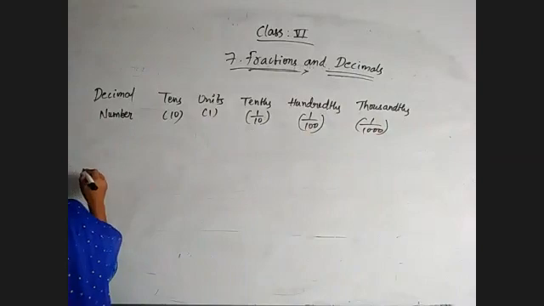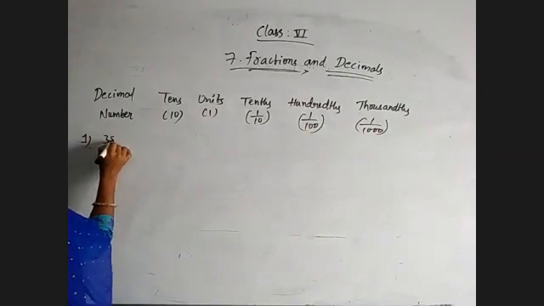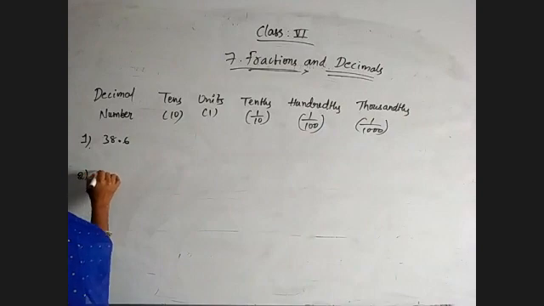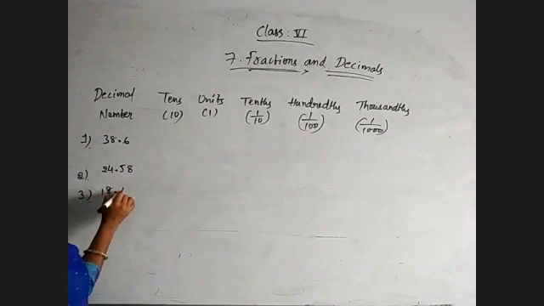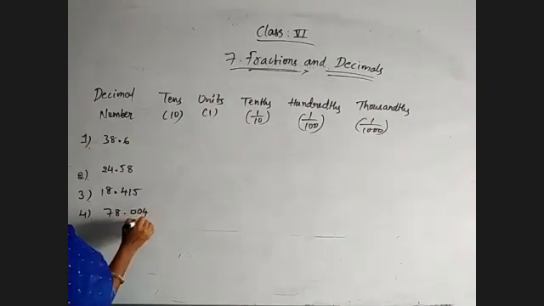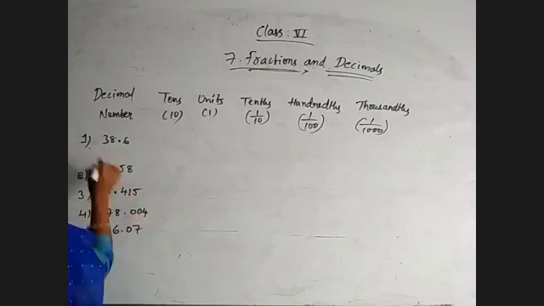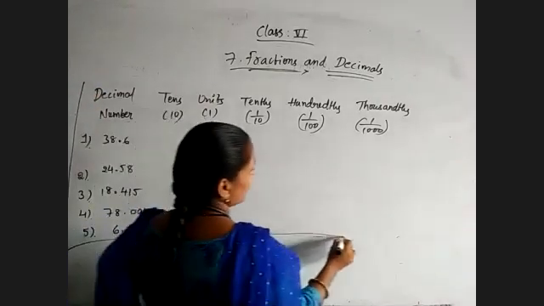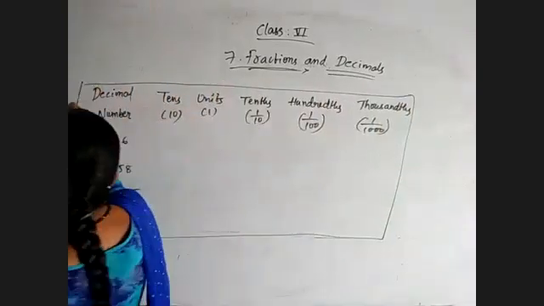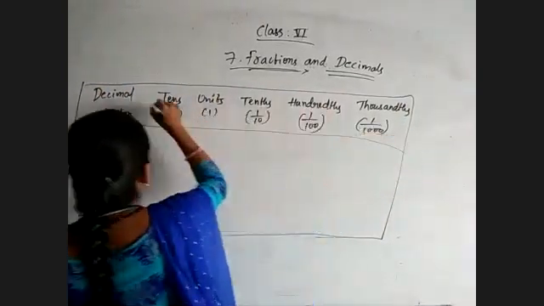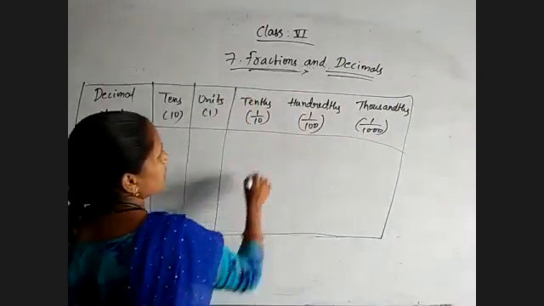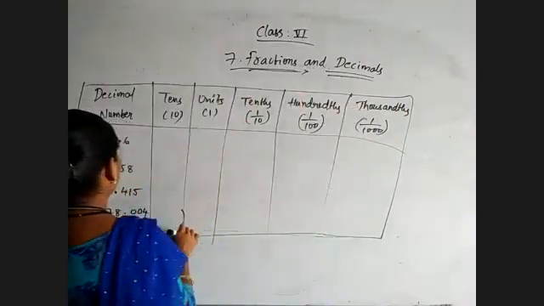Now here, the decimal numbers: the first question is 38.6, secondly 24.58, third one 18.415, fourth one 78.004, and fifth question 6.07. These are given. Now we need to write how many tens, how many ones, how many tenths, how many hundredths as well as thousandths are there in each number.